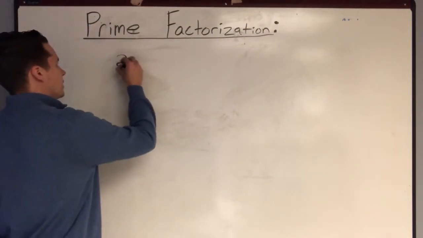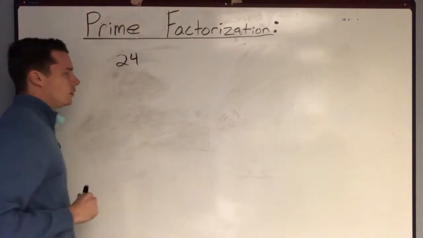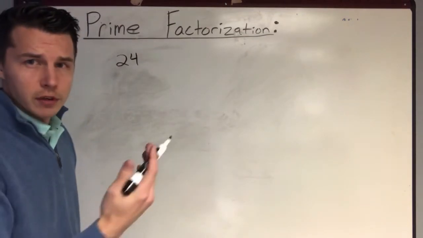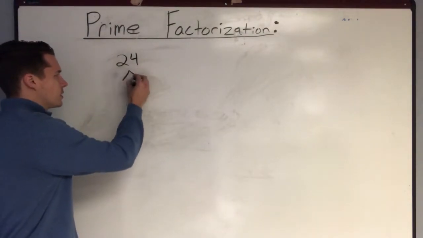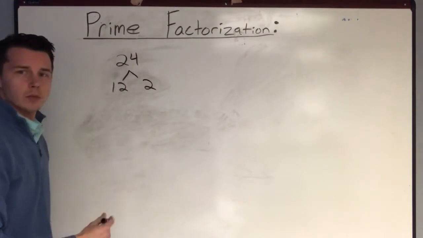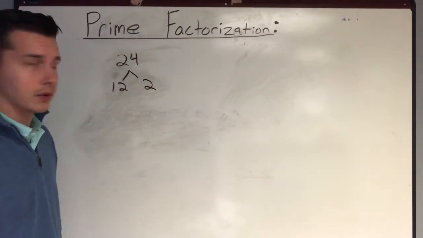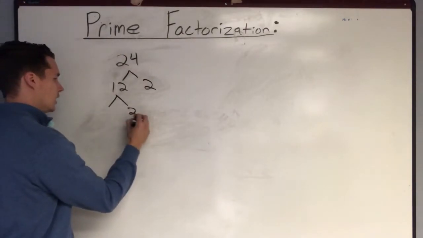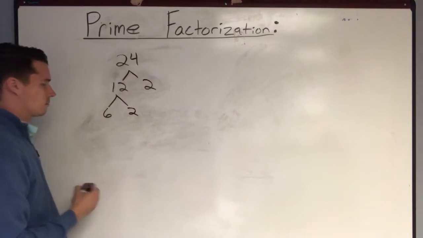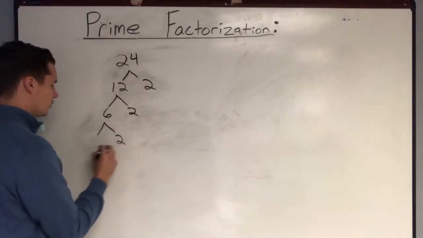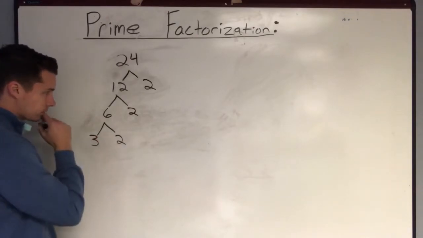Our first example is going to be 24. Well, we've got to think of numbers that 24 is divisible by. 24 is even, so the first one is super simple. It's going to be 2. And we've got 12 times 2. Well, 12's not prime, so let's break that down even further. What do we get? Well, we can get 2 again, and then 6. 6 isn't prime, so we're going to get 2 times 3.